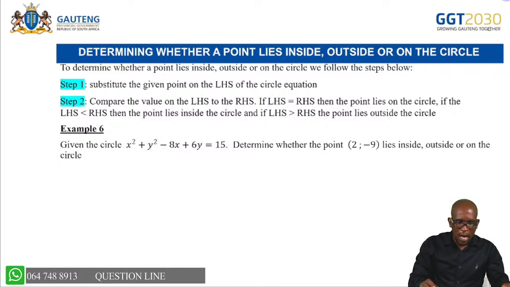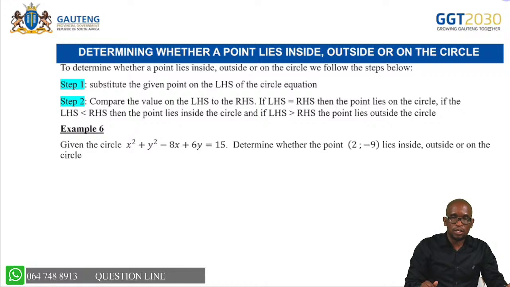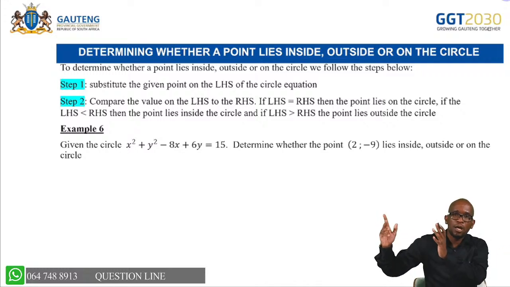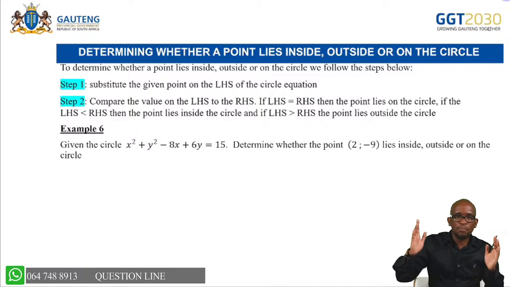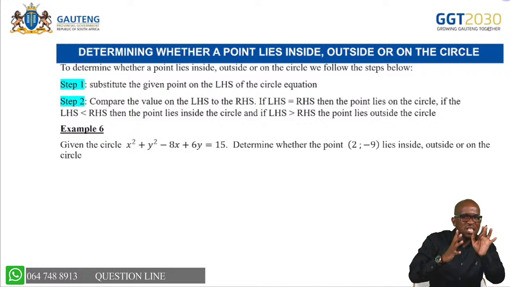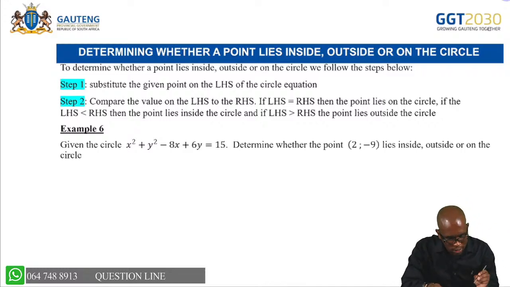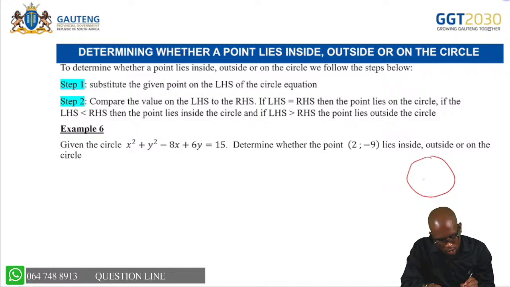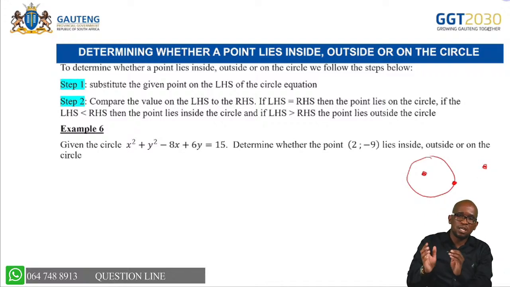Determine whether the point lies inside, outside, or on the circumference of the circle. This is not difficult to work with, grade 12s. What you basically do is they'll give you the equation of a circle, and they'll give you a point of analysis. So that particular point is the point that we want to analyze, whether it lies inside our circle. We want to know whether the point is inside, whether the point is on the circumference, or whether the point is outside. So you'll be given that particular point.